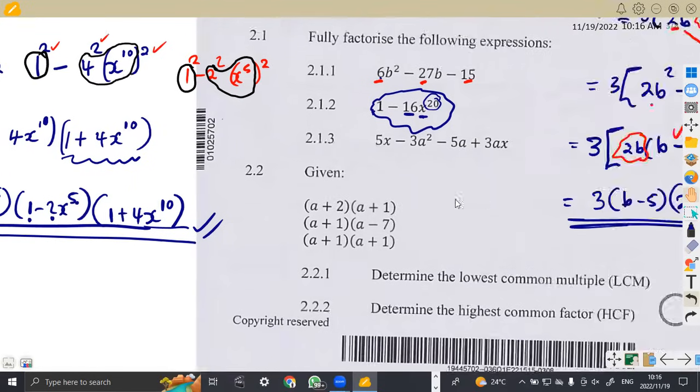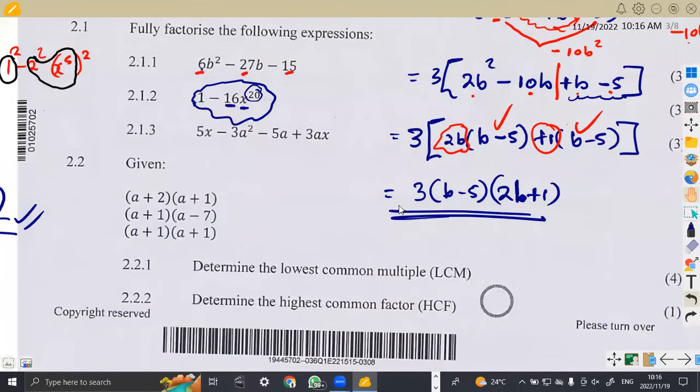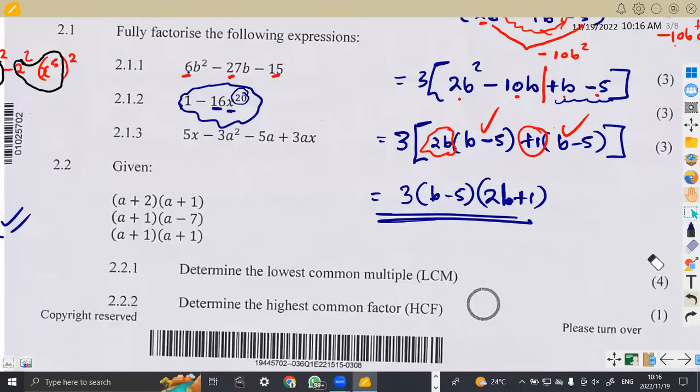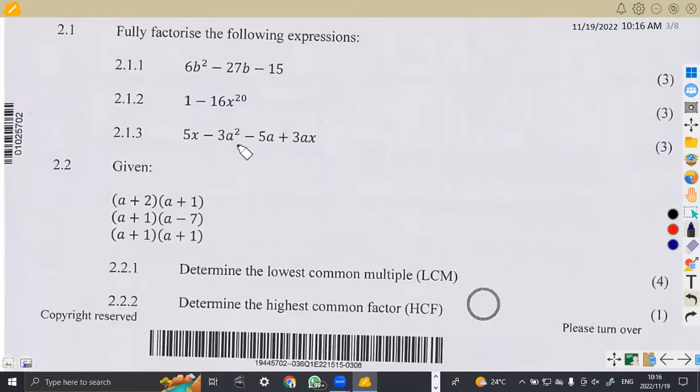Let's cross-check the other part, which is on 2.13. Okay, so I'm just going to erase this for a minute. In 2.13, we have got a certain expression which has got 4 terms. If we are to count these terms, that's 1, 2, 3, 4. Remember, I told you guys, once you have got 4 terms, it's all about grouping them into 2 so that you are able to factorize.